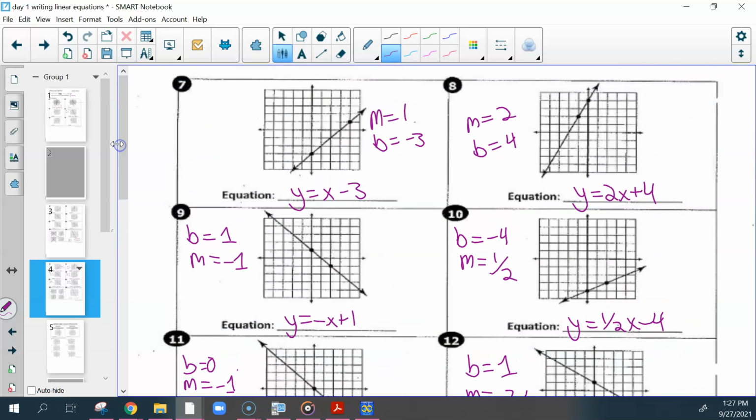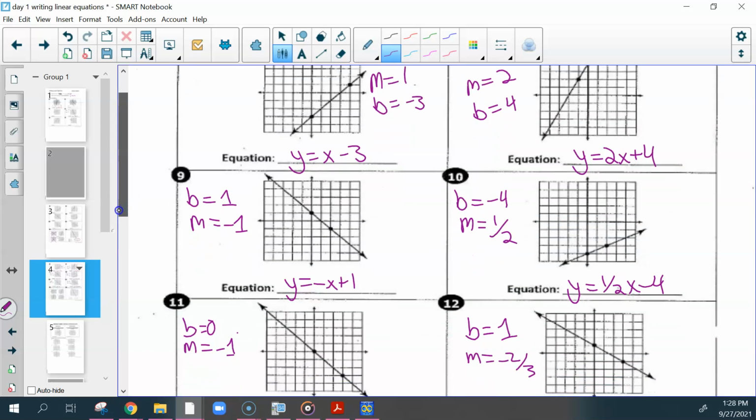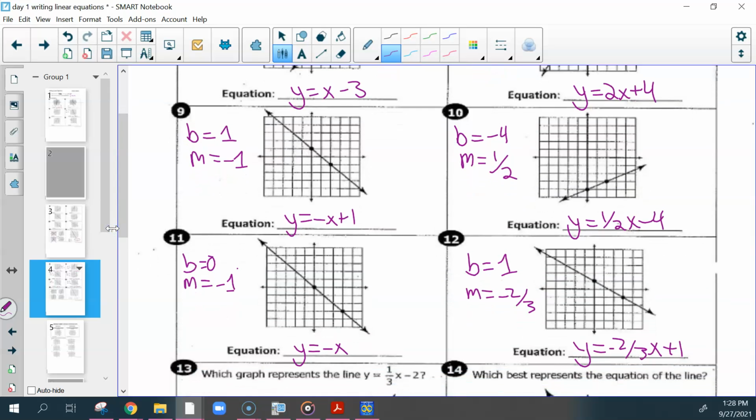So for 7, x minus 3. If you put 1x minus 3, that's fine, but you don't need that one. 8, 2x plus 4. 9, negative x plus 1, but if you put negative 1x plus 1, that's fine too. 10, 1/2 x minus 4. 11, y equals negative x, or negative x plus 0, or negative 1x, or negative 1x plus 0. And 12, negative 2x plus 1.